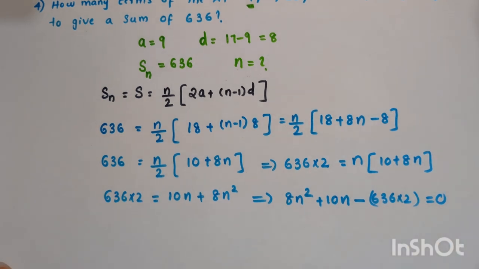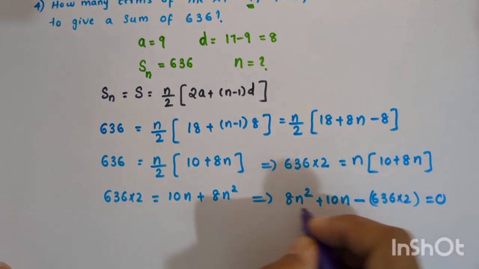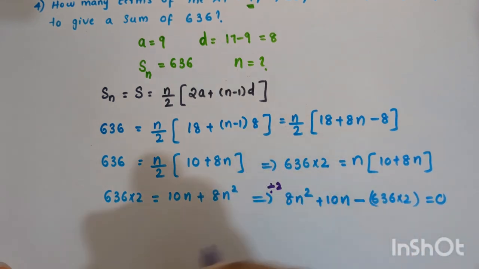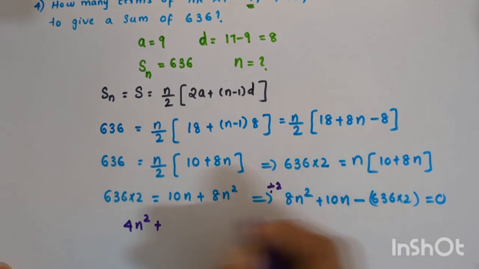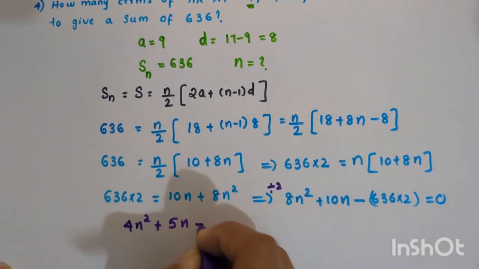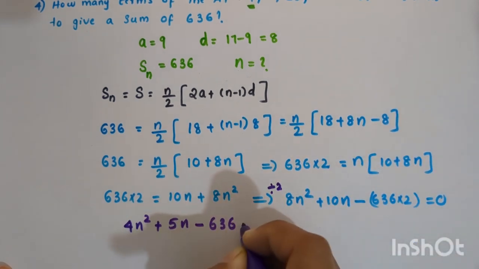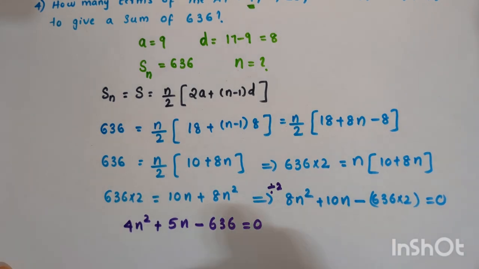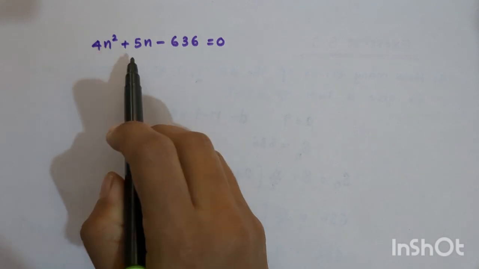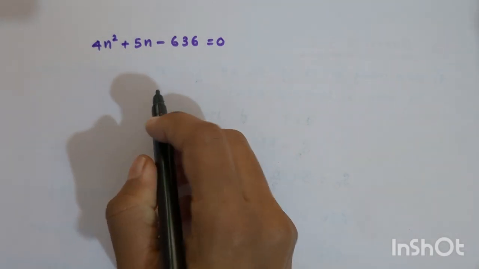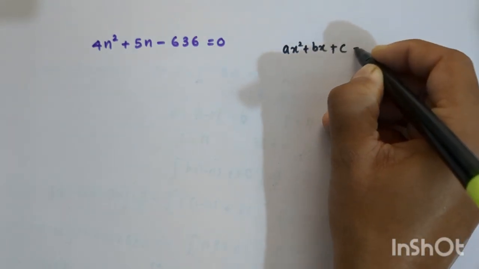Now if I divide all the terms of this equation by 2, this becomes 8 by 2, 4, so 4n square, plus 10 by 2, 5, so 5n, minus 636 into 2 divided by 2, the 2 cancels, so 636, equals 0. So we are getting one such equation, 4n square plus 5n minus 636 equals 0. This is in the form ax square plus bx plus c equals 0.